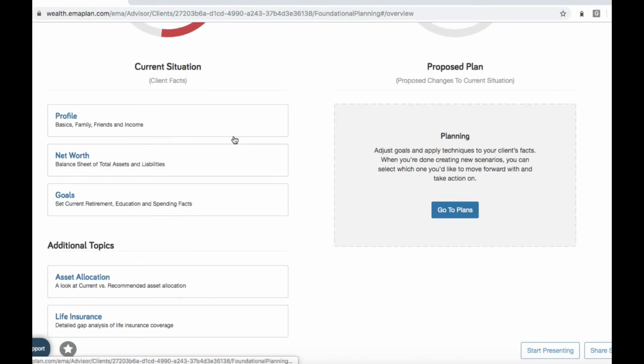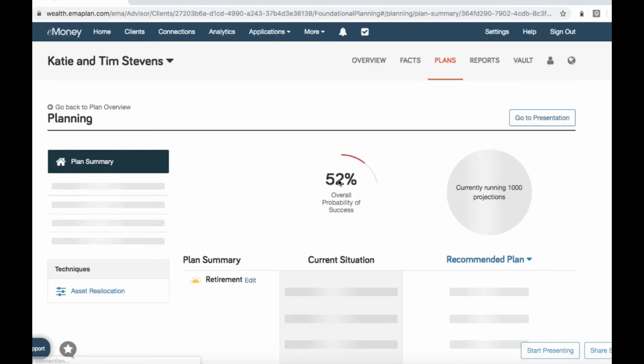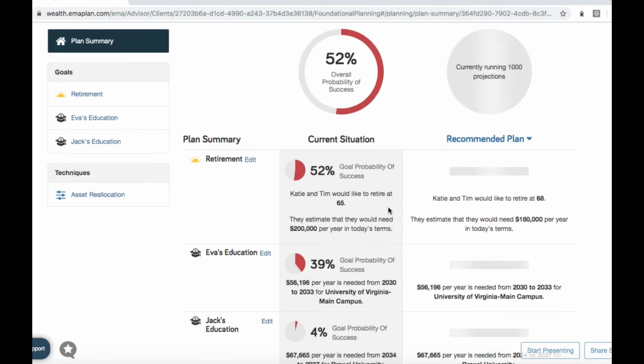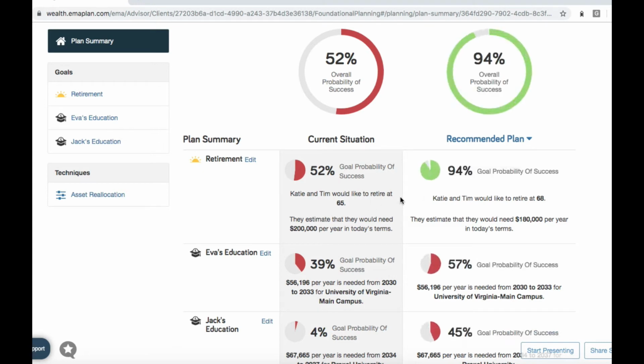And so over here, you can do a proposed plan. So you can change some things up. You could say, what if Katie and Tim would like to retire at age 65. They estimate they'll need about $200,000 in today's terms. Well, what if they continue to work till 68 and they needed $180,000 in today's terms? Well, the probability jumps up quite a bit.